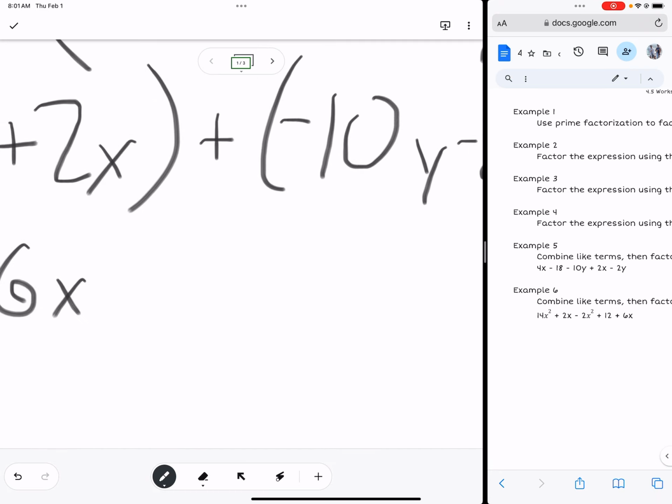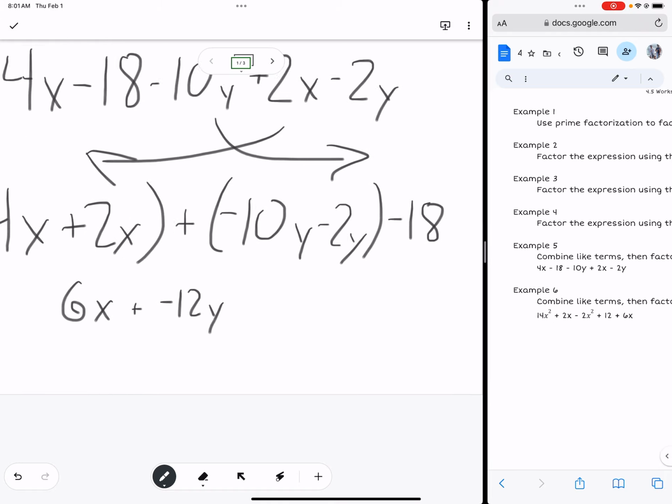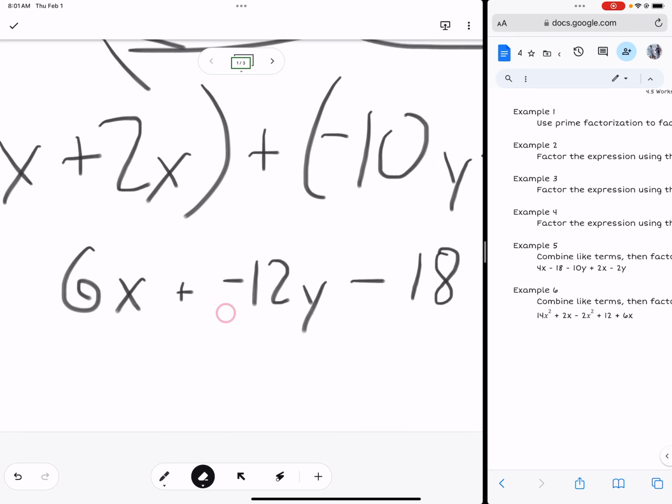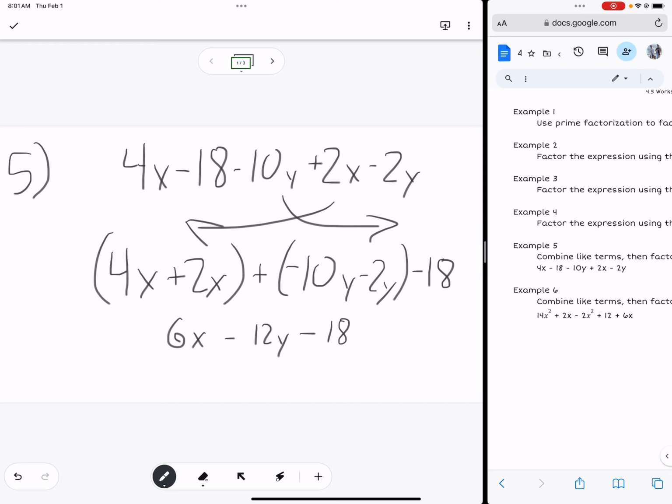So we can add a negative 12y, or you could just subtract 12y, same thing. And then we have to remember the minus 18. Instead of doing a plus, a minus, I'm just going to make it a subtraction sign. Now we can check it out.